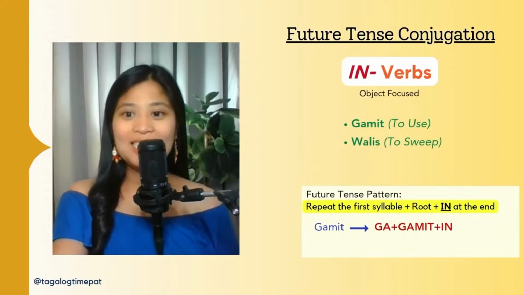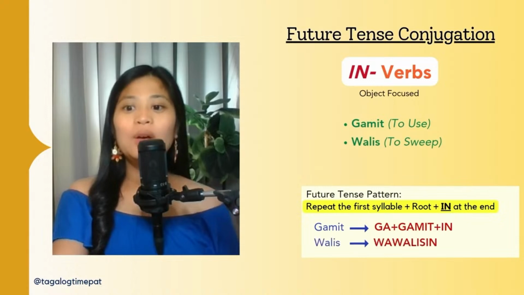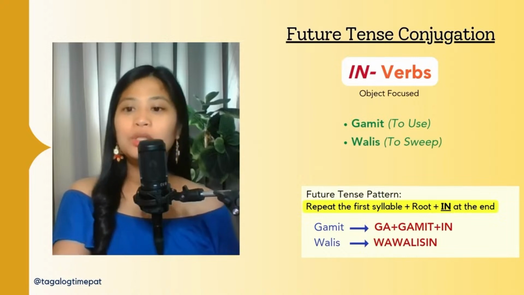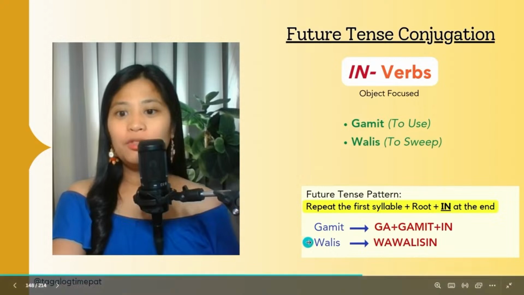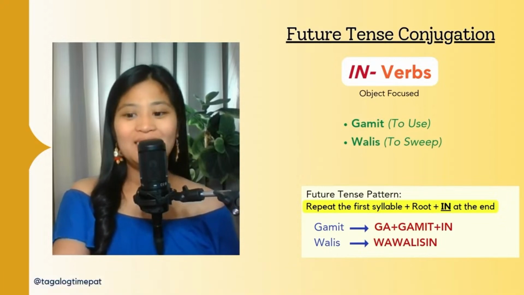All right, walis in the future tense will be wawalisin. Wawalisin ko yung sahig. I will sweep the floor. Wawalisin. So again, you just repeat the first syllable, then it's the root, and then in goes at the end.